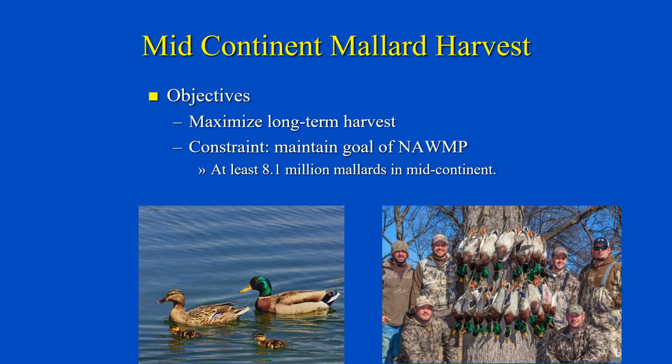This is a very important source of revenue for many state agencies, and their objective is to try to get that harvest as high as they can to keep the hunters happy. And they had a constraint to maintain the North American waterfowl plan of at least 8.1 million mallards in the mid-continent region.